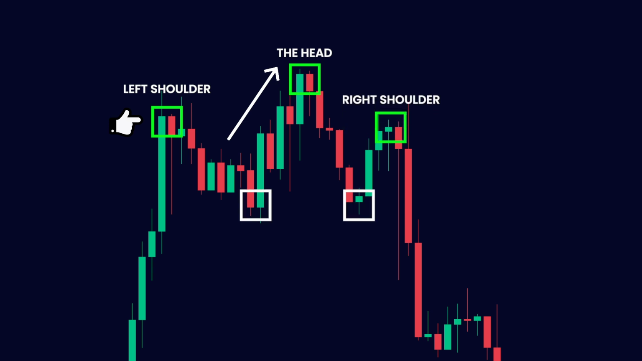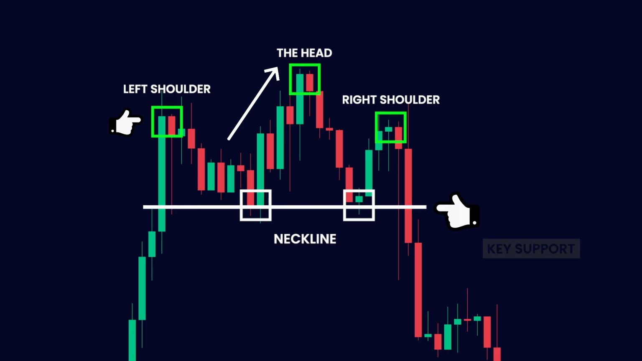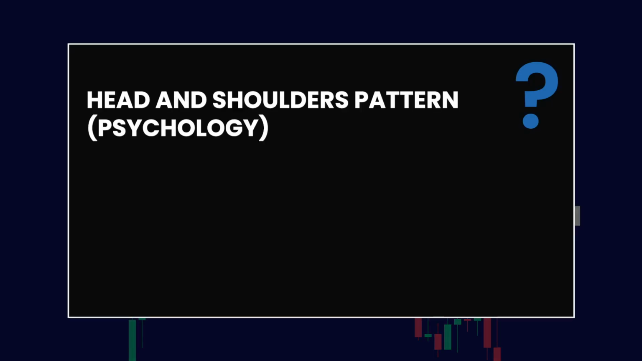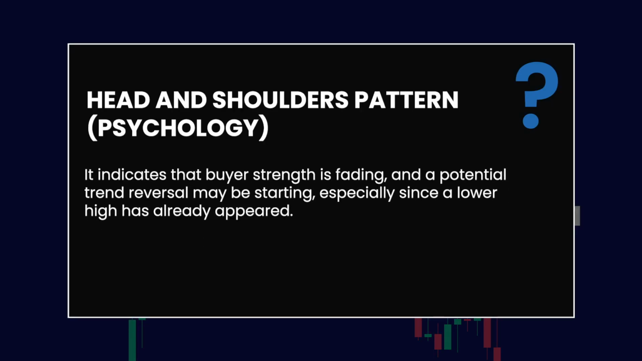The lows between these highs form what's known as the neckline, which acts as a key support level. What does this mean from a price action perspective? It signals that buyers are running out of steam. The formation of a lower high hints at a possible reversal, a shift in trend direction.